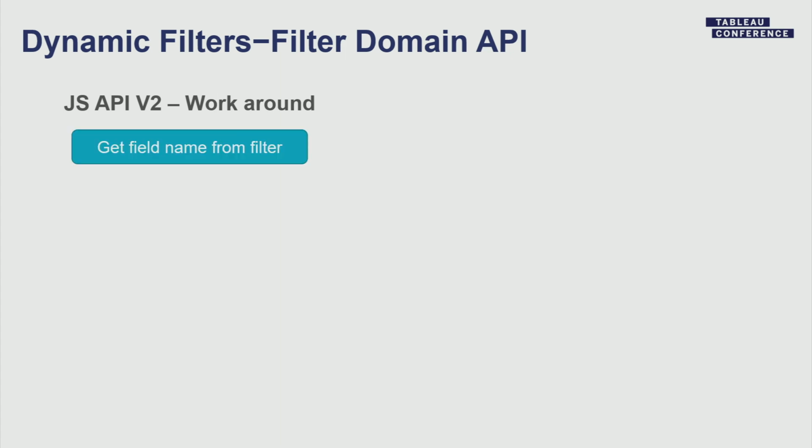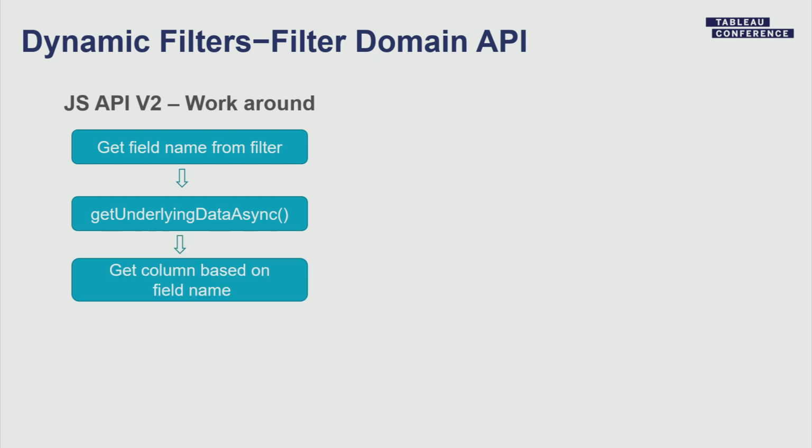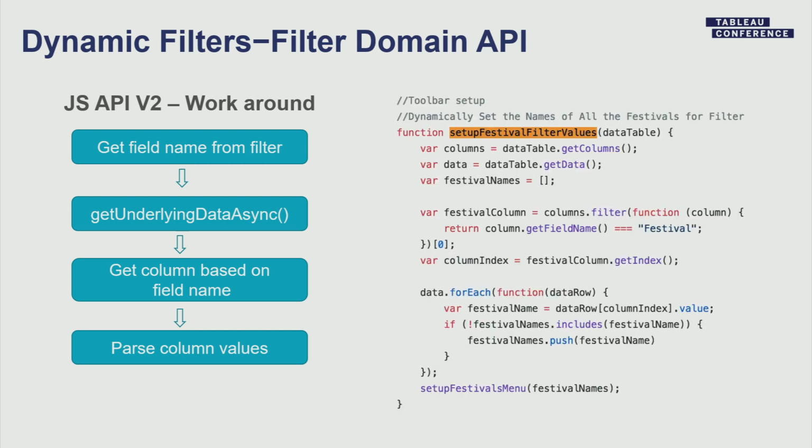First, you have to get the field name from the filter, and then you have to call getUnderlyingDataAsync to get the actual data. You have to grab the column based on the field name, and then finally get the filter domain by parsing the column values. This is the code I had to write 2 years ago, and I'm really not so proud of it anymore. It's quite a bit of code, and in addition to that, having to call getUnderlyingDataAsync is really inefficient.